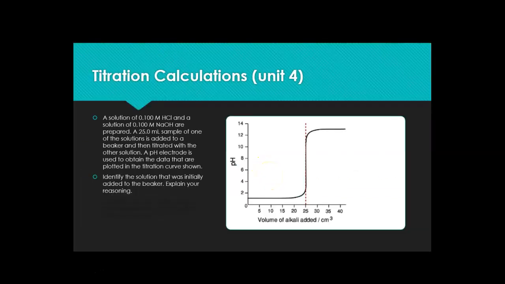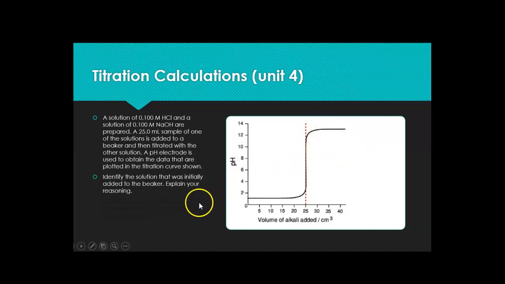Okay, now here come some titration calculations. This is Unit 4. A solution of 0.1 molar hydrochloric acid and 0.1 molar sodium hydroxide are prepared. So we're looking at the reaction between them, an acid-base reaction. We have 25 milliliters of one of the solutions in a beaker. It's titrated with the other solution, and a pH electrode is used to obtain the data. And we can see here, as we add the second chemical, we see a gradual increase and then a big jump in the pH, and then it levels off.